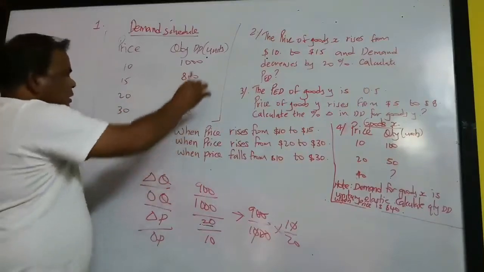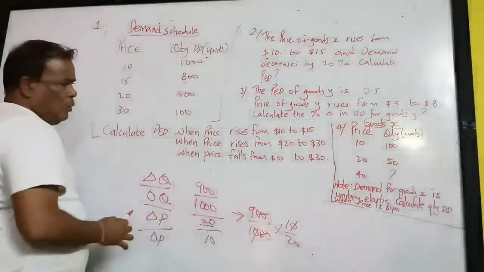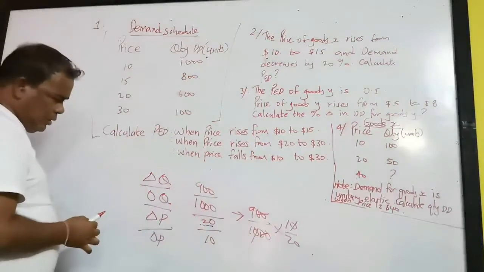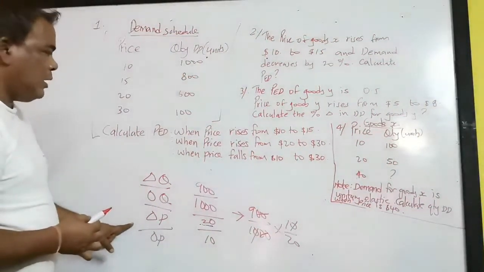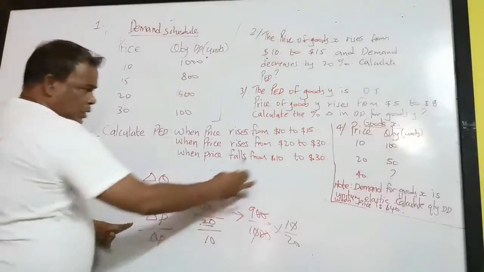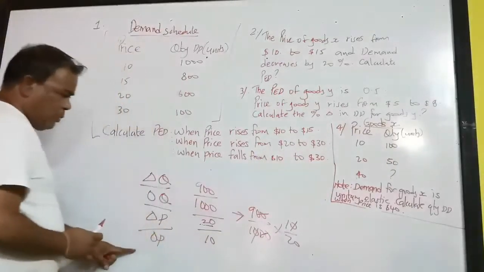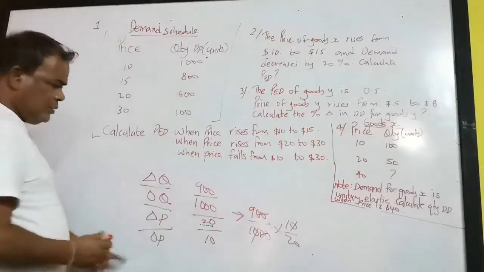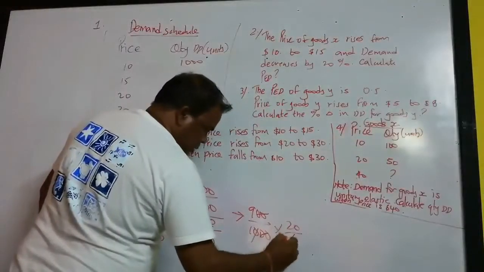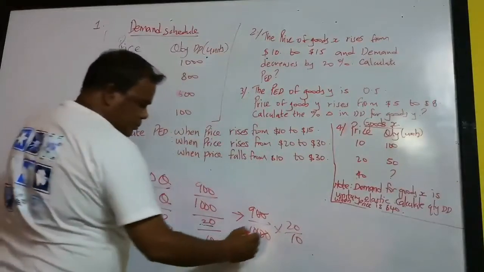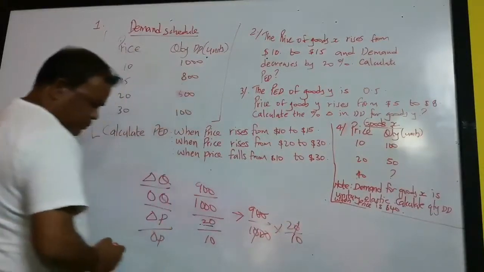Change in quantity, 900. Original quantity, 1000. Change in price, 10. Change in price, 20 over original price, 10. This one here, 20 over 10. So, we remove this one.